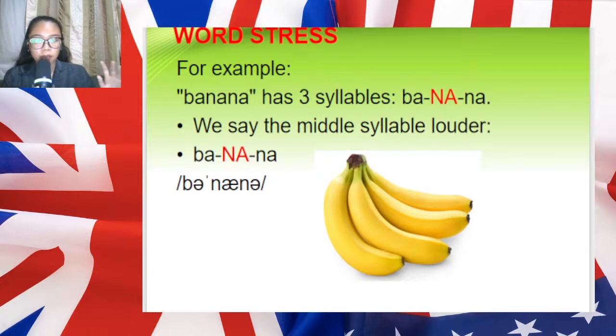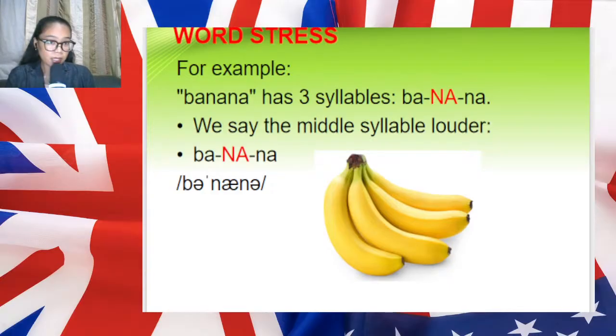So here, we know that banana has three syllables: ba, na, and na. And here's the key: when we say this word naturally in English, we don't stress the first or the last part. We stress the middle syllable. As you can see on the screen, I highlighted the middle syllable, na, which is also the same as the last syllable. But we are stressing the middle syllable here for banana. So we say banana. Okay, banana. Again, banana. It's a very simple example.